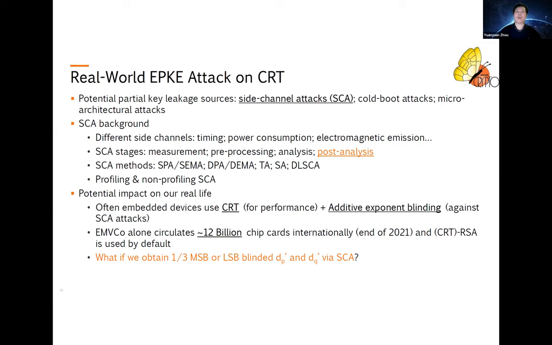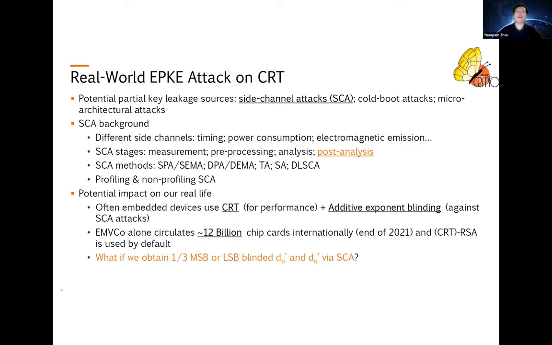Just to give you some background on side channel attacks: there are different side channels, like execution timing or power consumption and so on. We normally consider there are four different stages. Firstly, you need to measure the side channel traces, and then you do pre-processing, like alignment or filtering. Then you can do the side channel analysis. The last stage is what we call post-analysis, which is where we do this EP key attack. After you get partial side channel leakage, how can you get the full key?